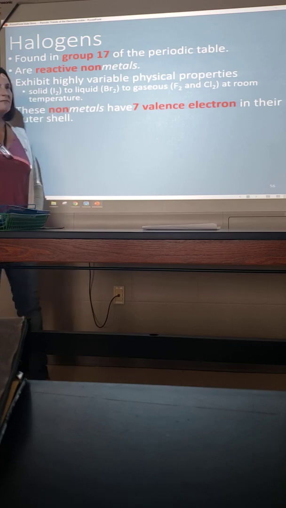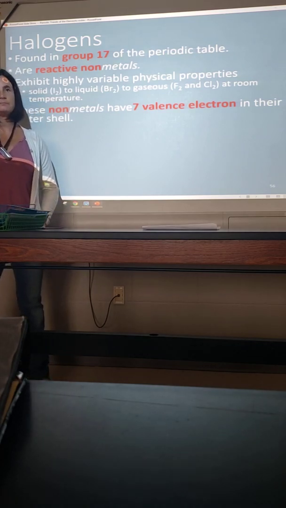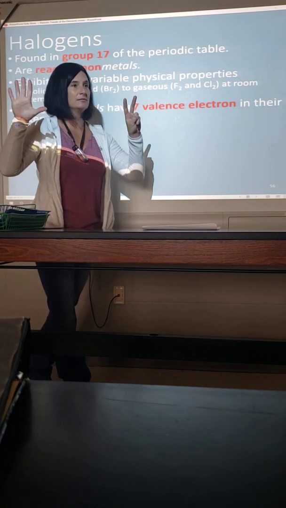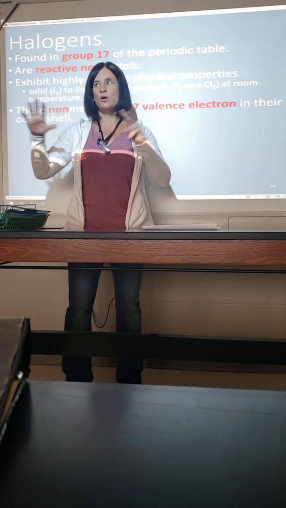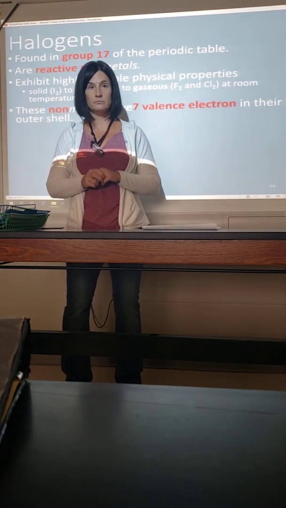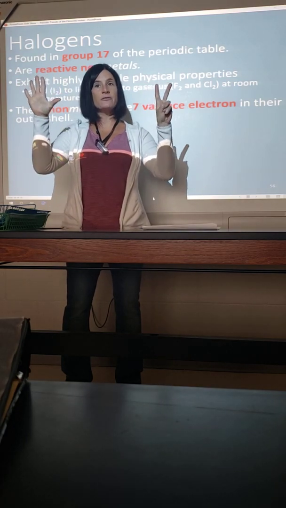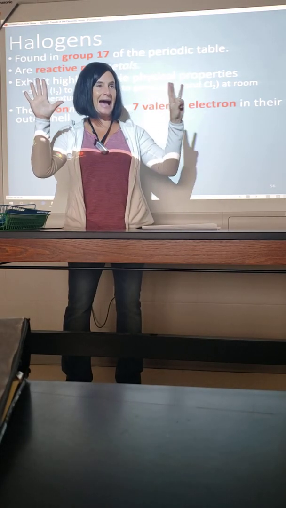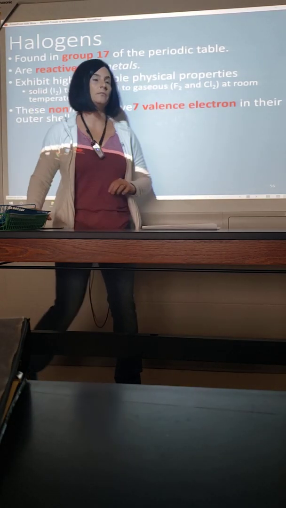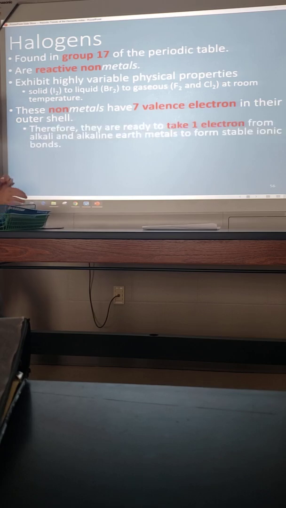They have 7 valence electrons. 7. Our goal is to get 8. So all the halogens want to take an electron from something. Probably going to be a metal, right? So if you have 7 and you're 1 away from getting to 8, it's easier for them to add an electron than it is for them to give all 7 of them away. Okay. They're ready to take 1 electron. Typically it's going to be from an alkali or an alkaline metal.